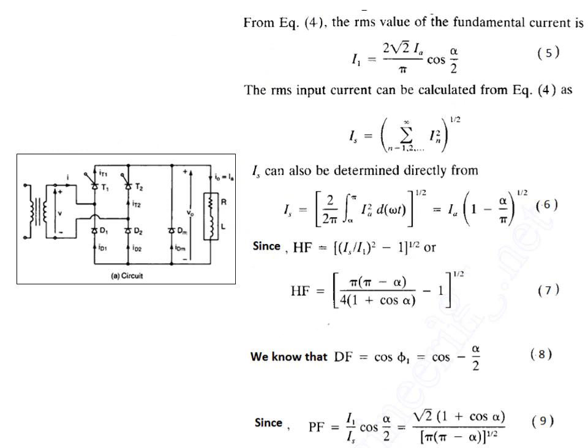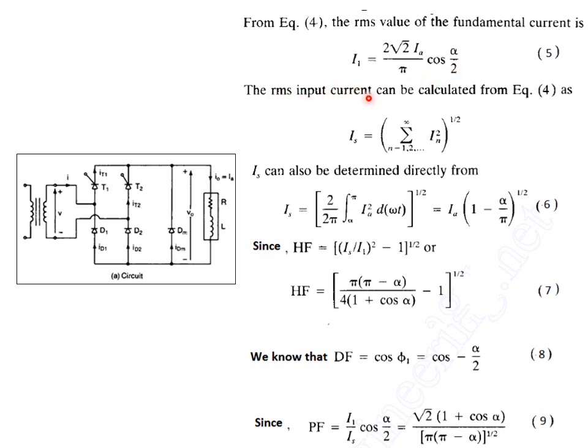Now, once I have the nth harmonic component, let me evaluate the fundamental current value. That is got by putting n equal to 1. Then I1 becomes equal to 2 root 2 Ia by pi cos of alpha by 2.